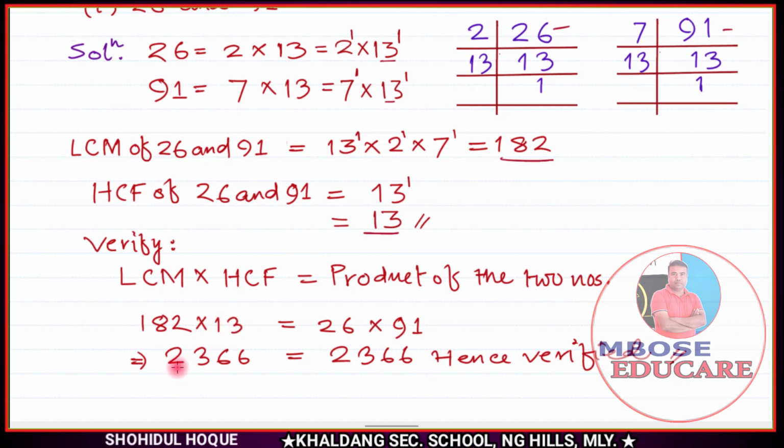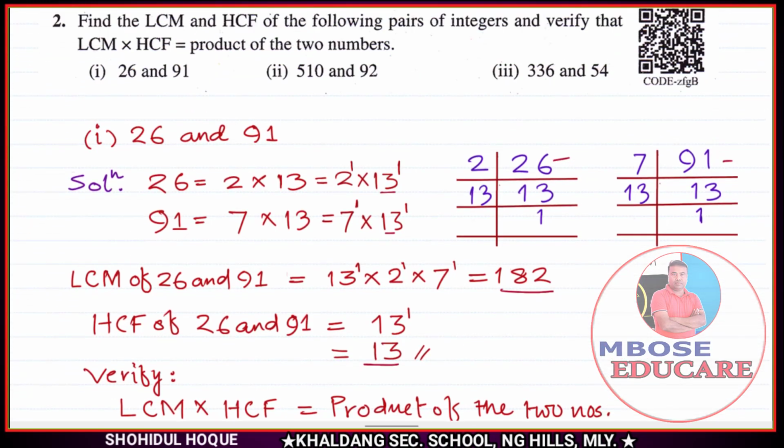The product we shall get is 2366. When we multiply 26 by 91, we shall get the result 2366. That means both the left hand side and the right hand side are equal. So hence, the formula is verified. Alright, we have solved part number 1 from question number 2.